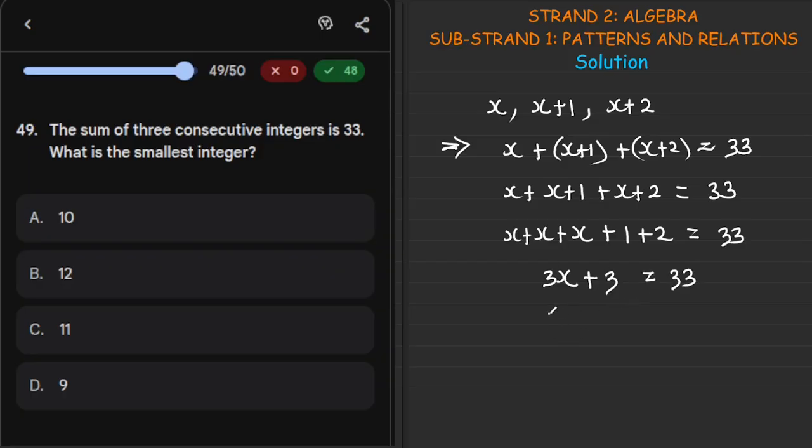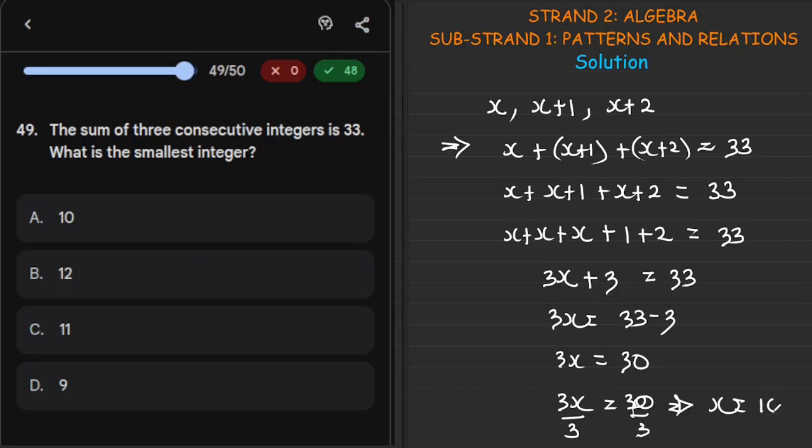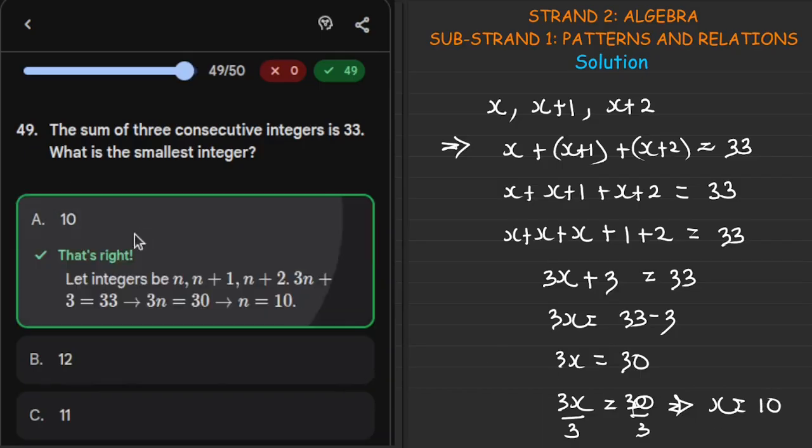Making x the subject, we have 3x being equal to 33 minus 3. So with that, we have 3x being equal to 33 minus 3, which is 30. Since we want x, we are going to divide both sides by 3, so that our x then becomes 10. As simple as that.